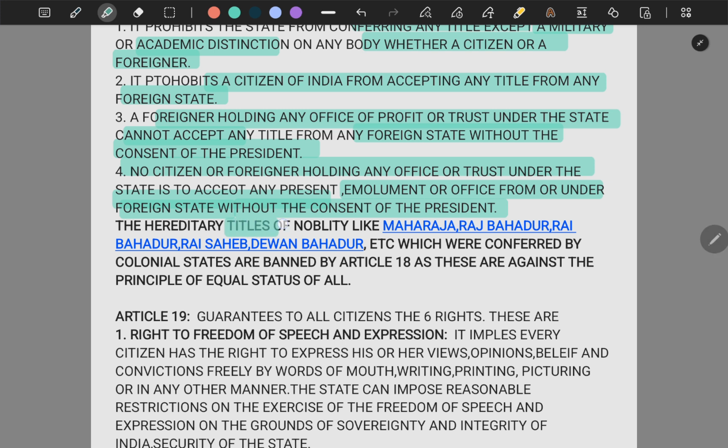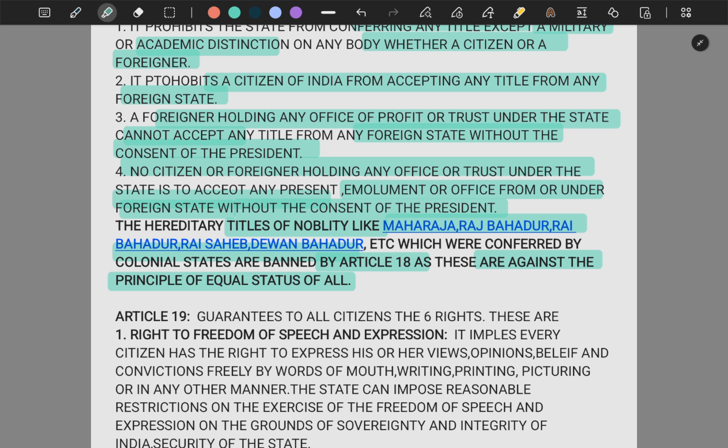Okay, so hereditary titles like nobility, like Maharaja, Raj Bahadur, Rai Bahadur, Rai Sahib, which were conferred by colonial states, are banned. These titles cannot be used. They are banned by Article 18, because this is against the principle of equal status of all. Everyone is equal in the eye of law and the constitution. So that's why they're removing these titles.